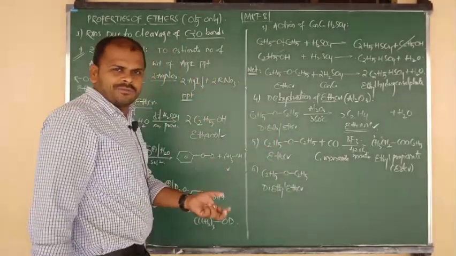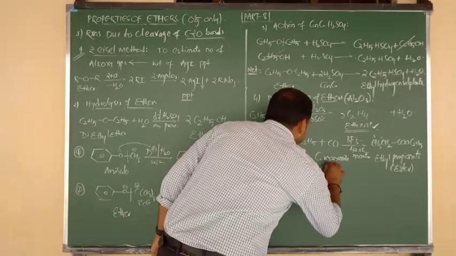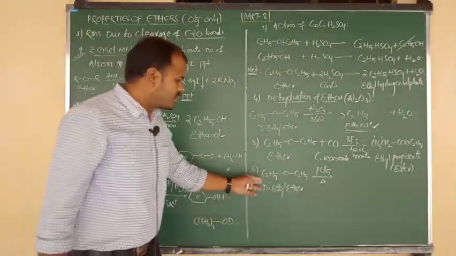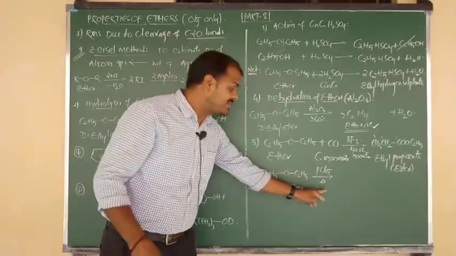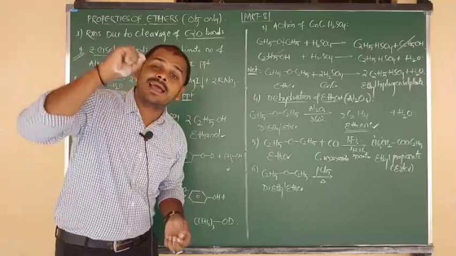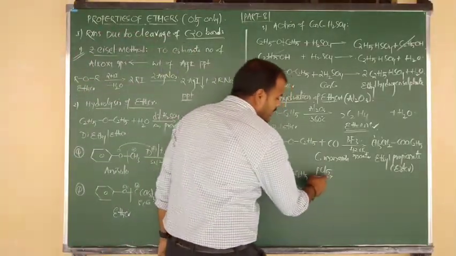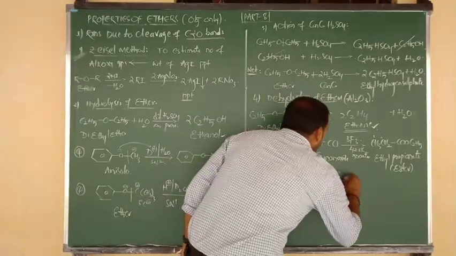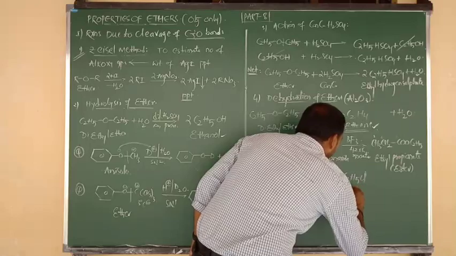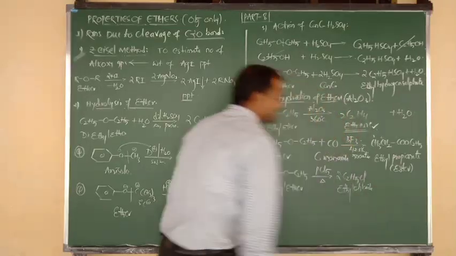It upon reaction with phosphorus pentachloride, nothing but PCl5, upon heating only, not cooling condition. So diethyl ethers upon heating with phosphorus pentachloride, the product is alkyl chloride. How many alkyl groups are there? 2 alkyl groups. They are going to take 2 chlorine and the product is nothing but 2 moles of C2H5Cl. Nothing but we have to say that ethyl chloride is the final product.